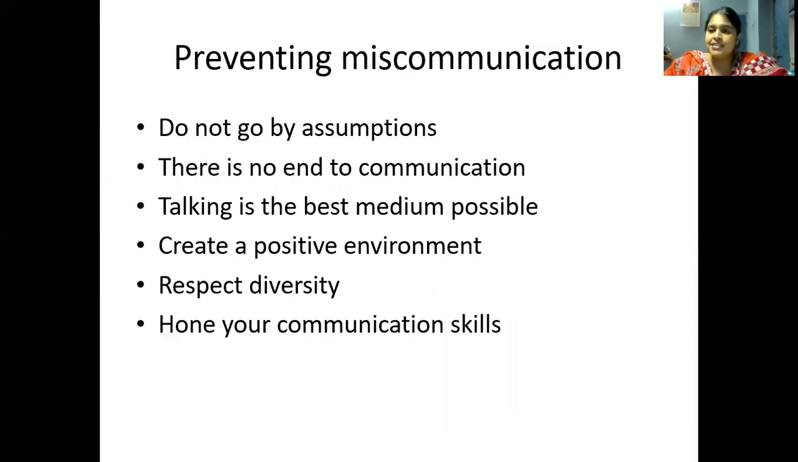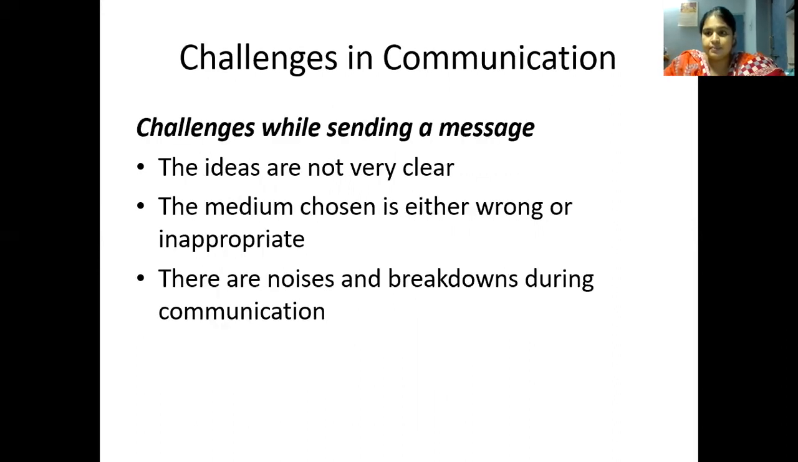How to prevent miscommunication? Do not go by assumptions. There is no end to communication. Talking is the best medium possible. Create a positive environment, respect diversity, and one should always hone their communication skills.